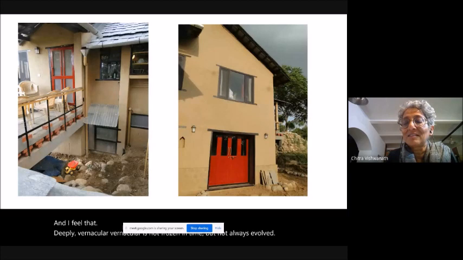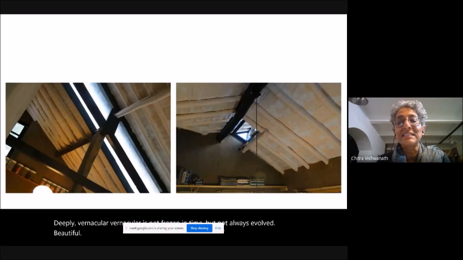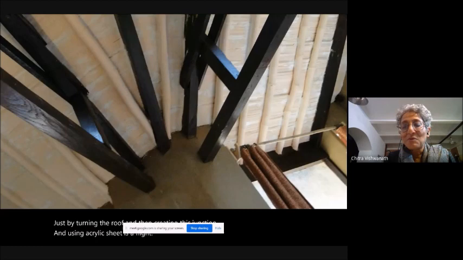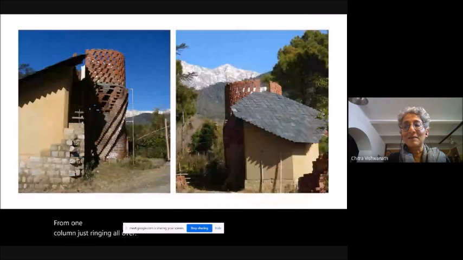And now bringing in the light inside. This is in Sarit and Sandhya's house on the left. Just by turning the roof and then creating this junction, and using acrylic sheet, there's this light. And these are the roofs. From one column, they're springing all over. And this is where I was involved.